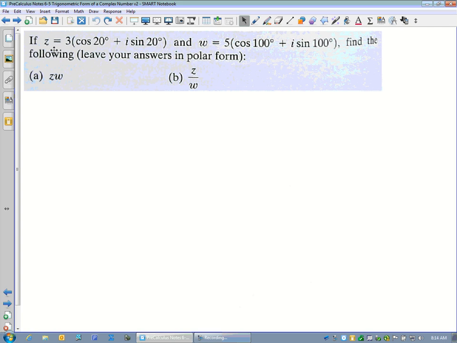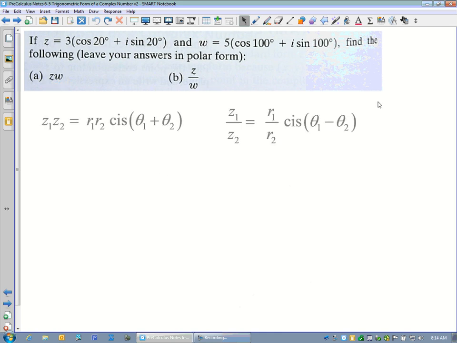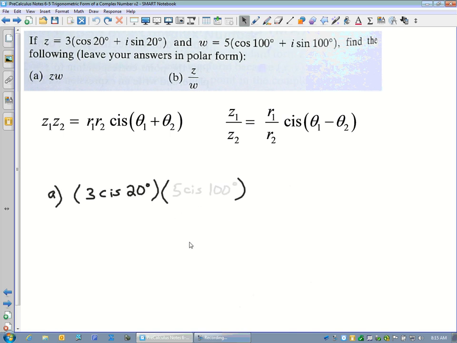All right, we're given these two numbers, z and w. z is 3 cis 20, and w is 5 cis 100. And they want the product, and they want the quotient. So again, reminding you of our formulas here. I'm going to use the cis notation to make it a little quicker and easier. So for the first one, I'm multiplying two numbers. This first one was 3 cis 20. Second one was 5 cis 100. And all I do is multiply the magnitudes. 3 times 5 is 15. Add the angles. 100 plus 20 is 120. And that's my answer. Pretty straightforward, pretty easy.